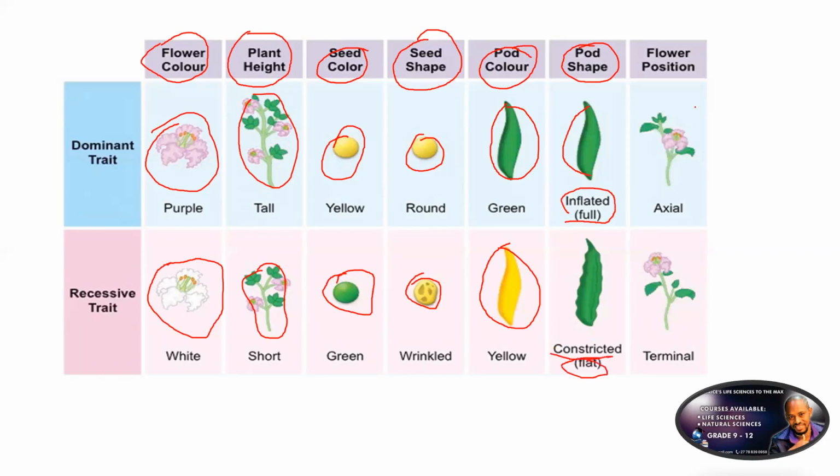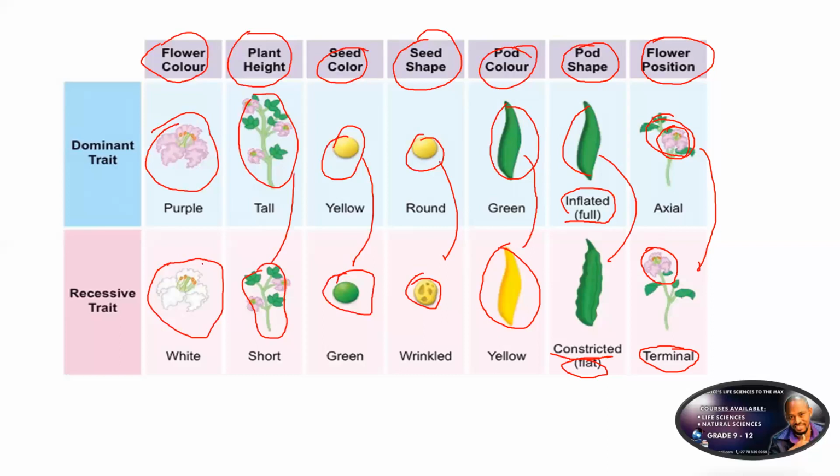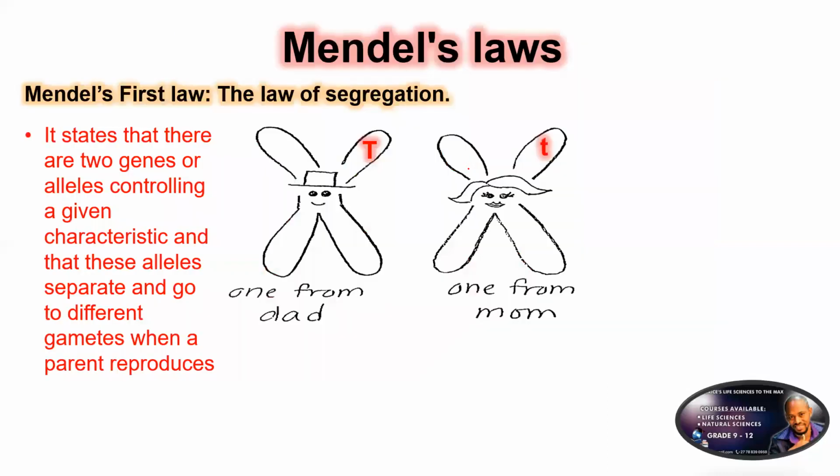They were flattened. And flower position. Some pea plants produce flowers that were found around the middle of the plant. That was axial, while others produce flowers that were found around the ends of the plant. The flowers were terminal flowers. So we have here 7 characteristics, and we see that each one is entirely visibly very different from the other. That's why it was easier for him to work with pea plants.